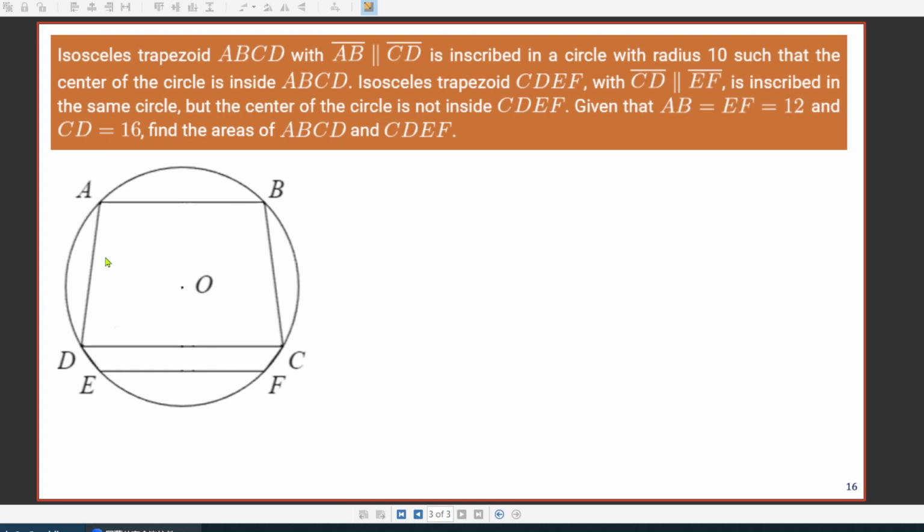Okay, first of all, probably we can connect the center of the circle, right? So first of all, let's connect the center of the circle O to the vertices of the trapezoid A, B, C, D. And since we somehow want to use the fact that the trapezoid is inscribed in a circle, we have OA equals OB equals OC equals OD, which is the radius of the circle, 10, right?